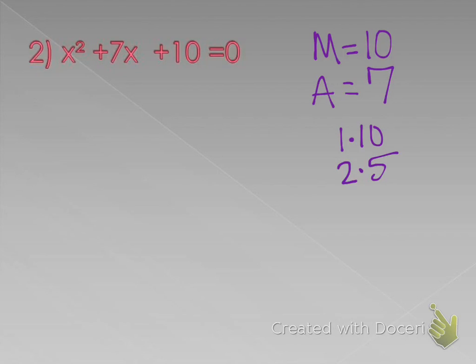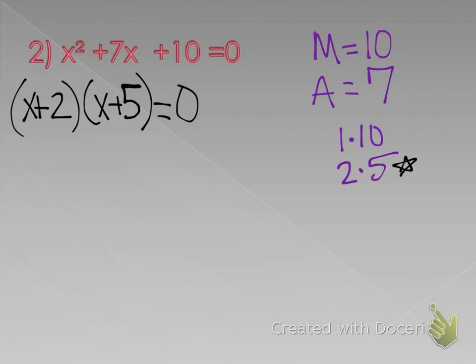All right, which one of those adds to 7? 2 and 5. 2 and 5, both positive. So I am going to have the binomials x plus 2 and x plus 5. Sorry, I'm messing myself up. Any questions so far?